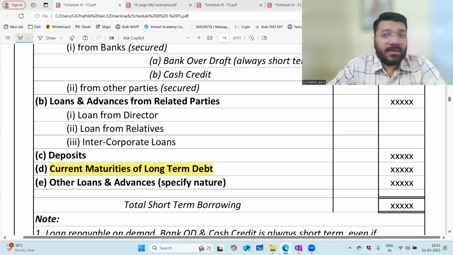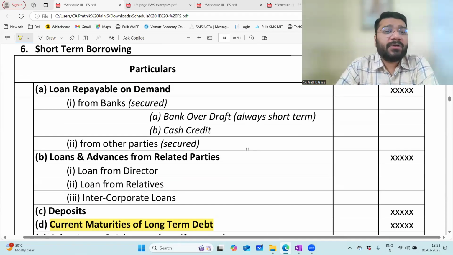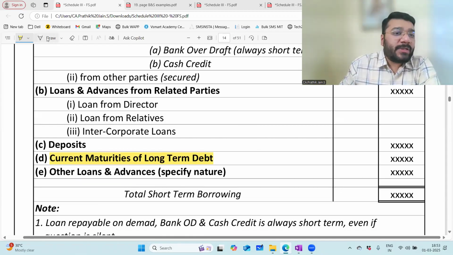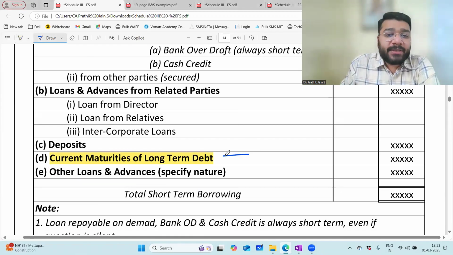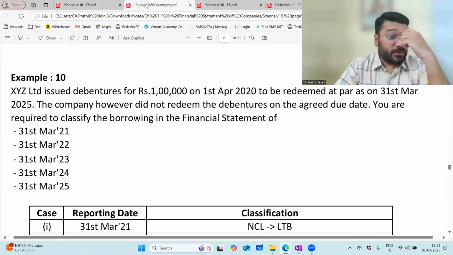Yes, people. Welcome back from the break. So let's continue. Before the break, we were discussing the classification of short-term borrowing. In that, I told you there's one particular segment which might bother you, which is current maturities of long-term debt. I'll make you understand this through a small example.